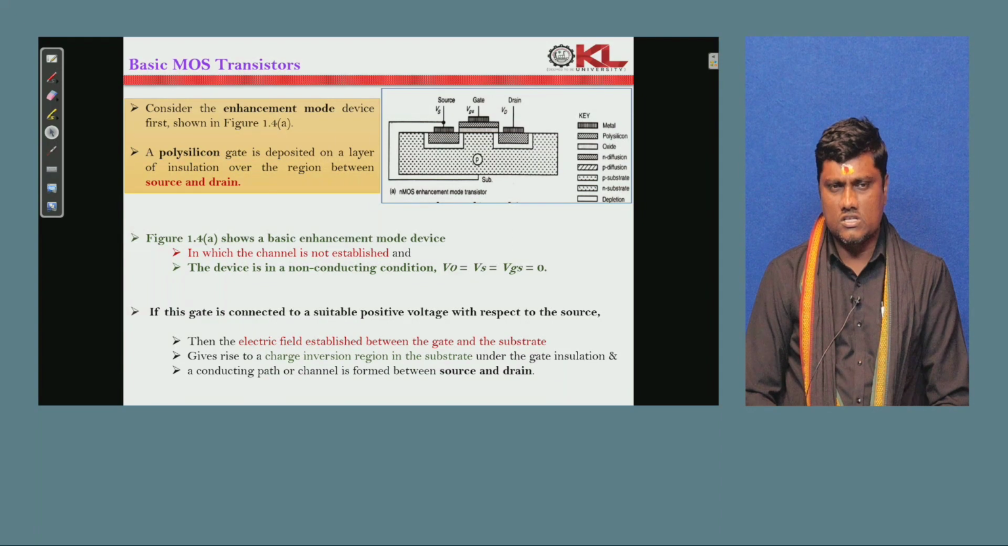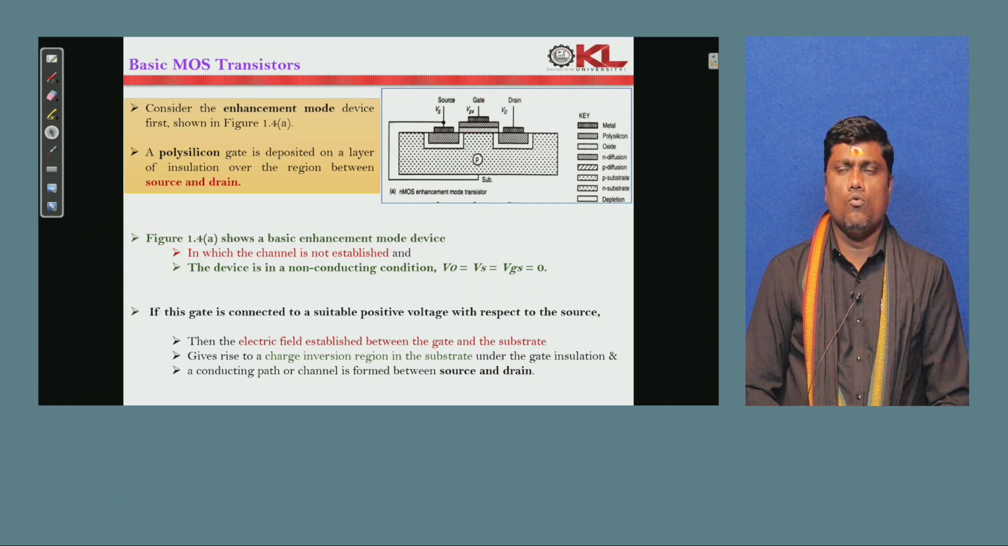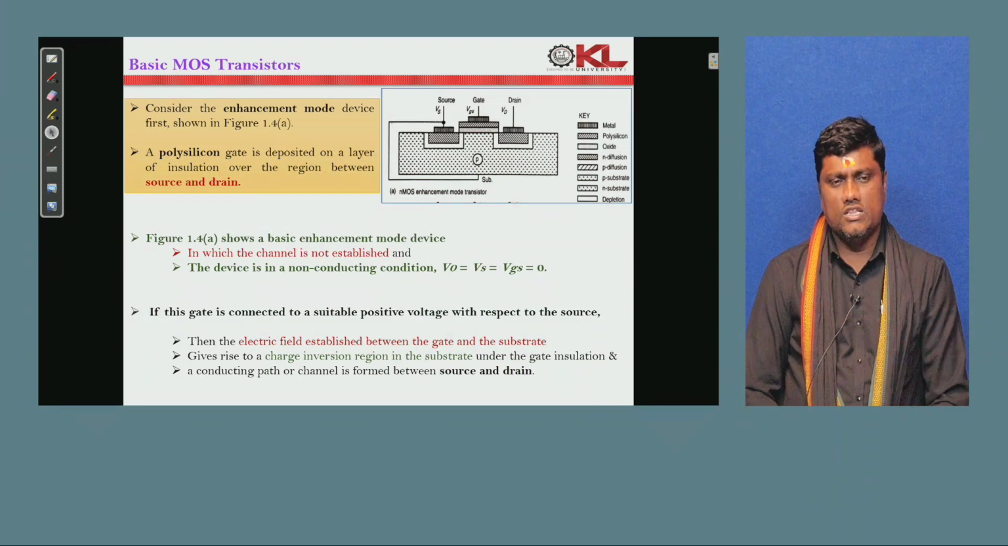These provide the complete structure of the NMOS enhanced mode transistor. Here the metal is used, the polysilicon is deposited on the layer of insulating material over the region between the source and drain, that is exactly over the channel. This device has a number of conditions. Initially, where the channel is not established, there is no channel, and the device is in a non-conducting condition.